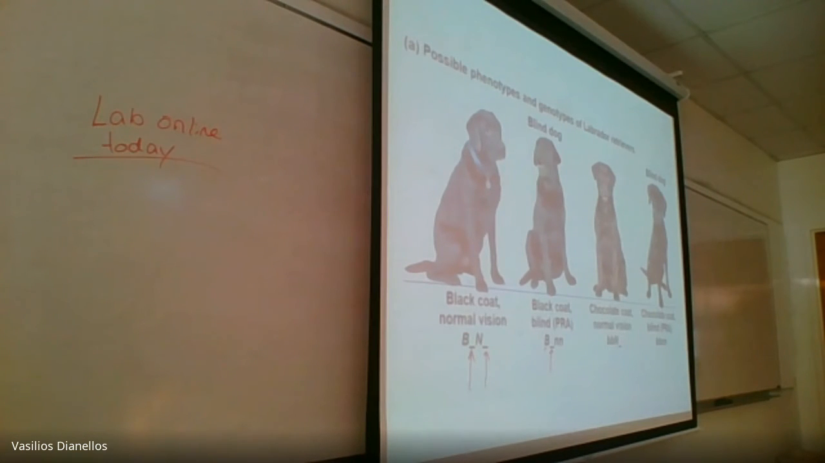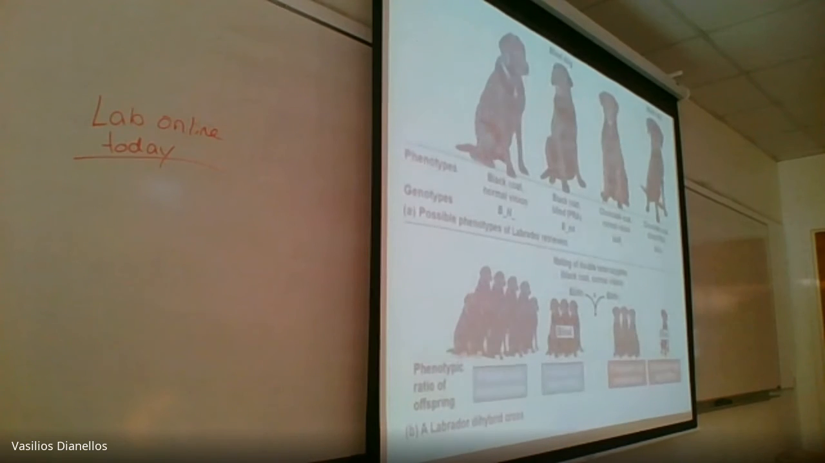Anyway, I'm going to go through this. Those were just some examples. I'm going to come back to that later. The idea here is that based on a phenotype, you should be able to know at least part of the genotype. Anyway, if you were to cross these, here's what you would end up with. If for some reason you had two heterozygote labs, so a black normal vision dog like that, and you cross them, this is the ratio you would expect.